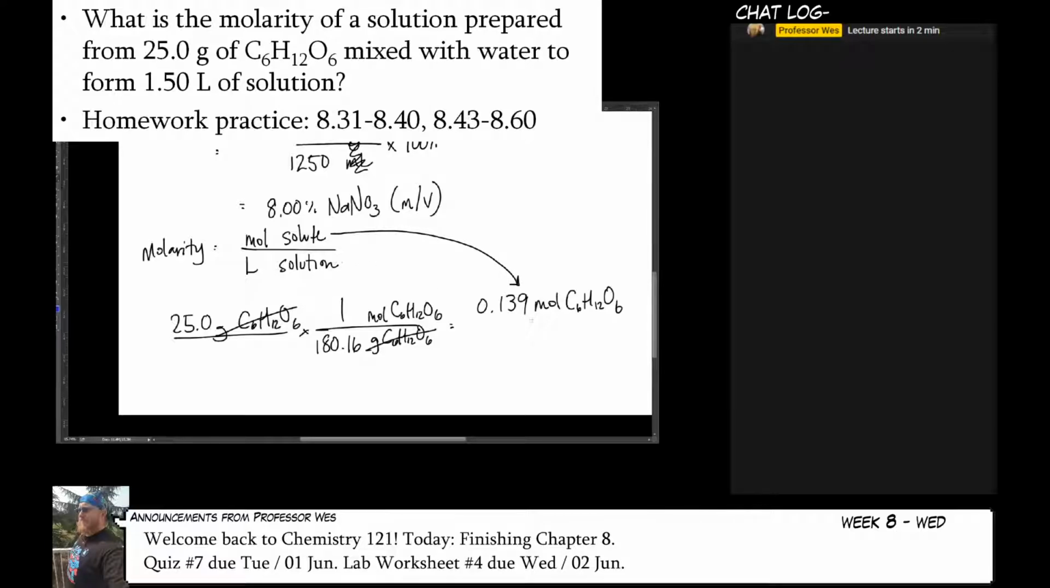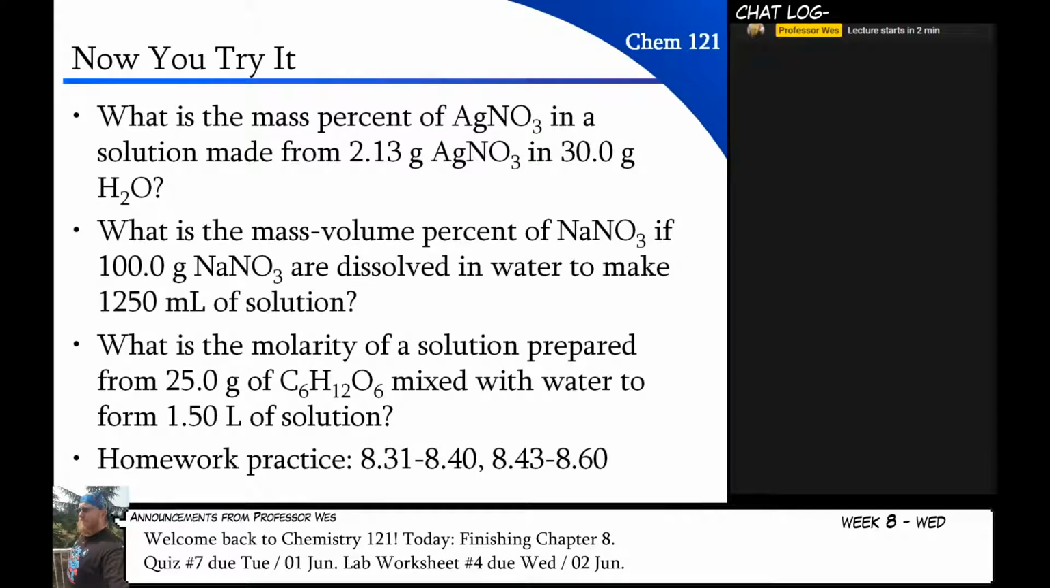But now I need the liters of solution. So what I'm going to do is I'm going to just take this number and I'm going to divide it right here. And I have 1.50 liters of solution. So the molarity of this solution is just that divided by 1.50, and I get 0.0925 moles per liter. Or I could have just written capital M instead of moles per liter. Either one works. So please be able to do these types of calculations for this section.